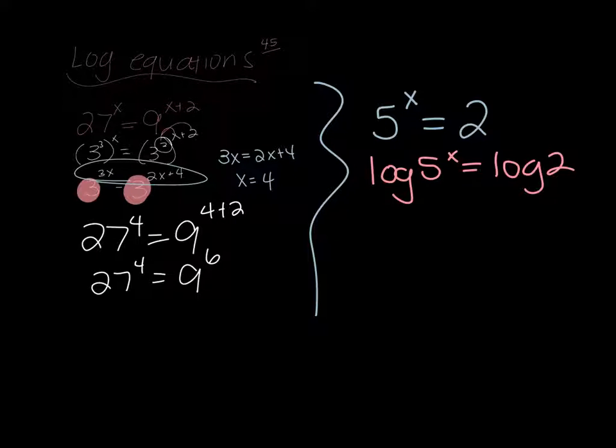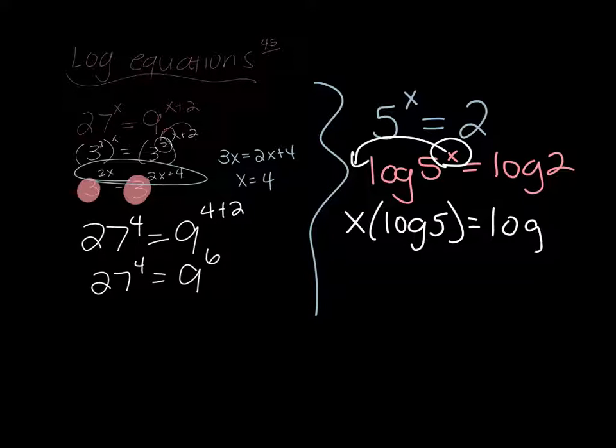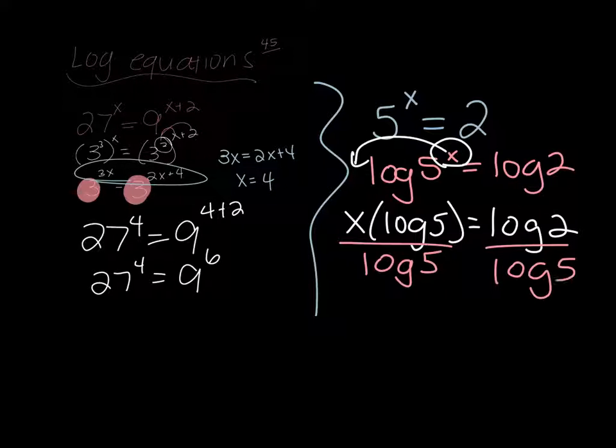And then what do I do with that exponent? Bring it to the front. So this comes here, x times log of 5 would equal log of 2. And then I want to get the x by itself, so I divide both sides by log of 5. Log of 2 divided by log of 5, and I get 0.4306, so 0.43.